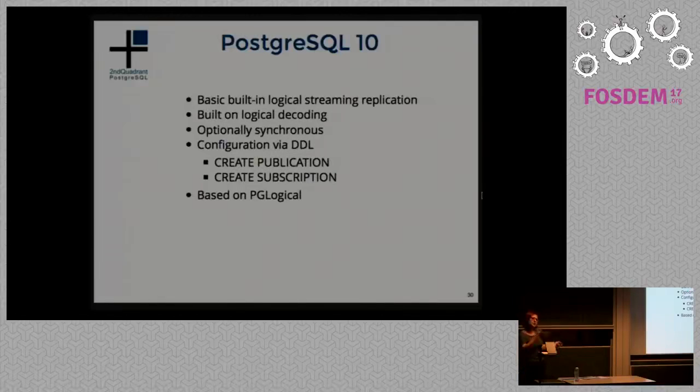And the difference between pglogical and Postgres 10 is that in pglogical, you have functions to configure pglogical and logical replication. But here, it's in core, you can use DDL, so you will create publication and subscription. There will be publisher and subscriber nodes.